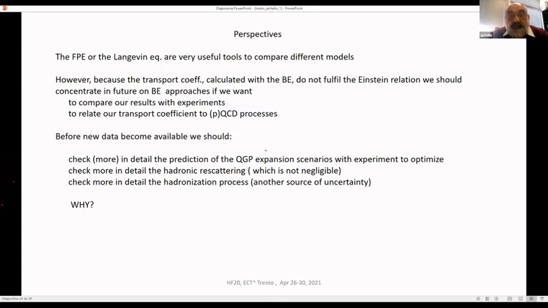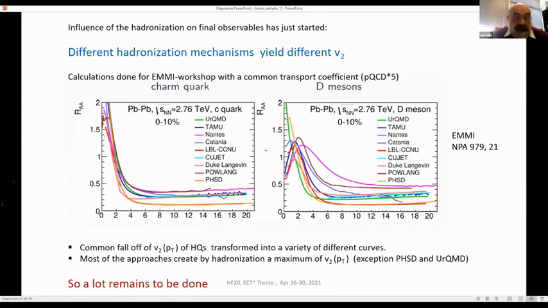Now, the perspective is that we need more tools in order to understand what's actually going on. We have, first of all, to improve the description in the transport theory. We have to identify when Boltzmann equations and Langevin equations are necessary. And before the next round of data come, and we can hope that more data are available to compare to, we should check in more detail the prediction of the QGP expansion scenario to optimize our approaches. Then we should check in more detail the hadronic rescattering, which is not negligible and which I have not included here in my report. And we should also check in more detail the hadronization process, because this is another source of uncertainty, as Min has already shown.